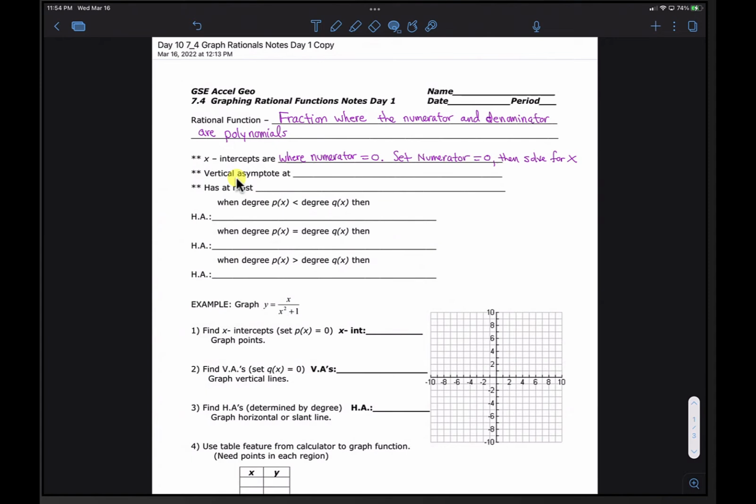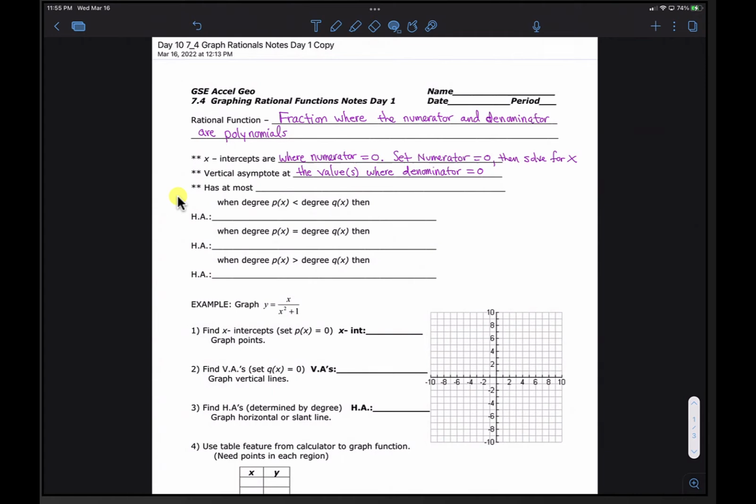Now, many rational functions have vertical asymptotes. These vertical asymptotes are vertical lines where the graph gets infinitely close to but never touches. So how do we find the vertical asymptotes? The vertical asymptotes are the values where the denominator is equal to 0.